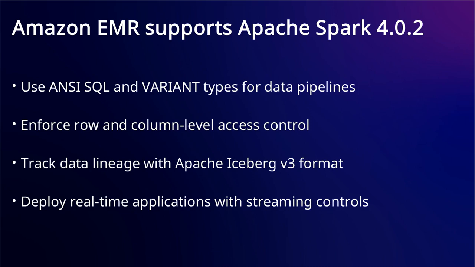Building and maintaining data pipelines often requires specialized knowledge of Spark-specific syntax, and organizations face challenges with access control, compliance tracking, and real-time application deployment. With Apache Spark 4.0.2 on Amazon EMR, you can build data pipelines using standard ANSI SQL and handle JSON and semi-structured data through variant data types, making data engineering accessible without learning proprietary syntax.